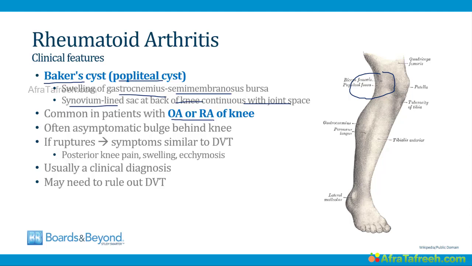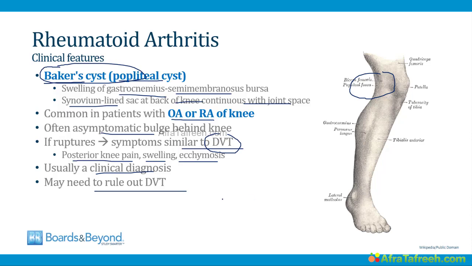Often it's simply an asymptomatic bulge behind the knee, but sometimes it can rupture, and when this happens, this leads to symptoms that are very similar to a deep vein thrombosis. Patients will complain of posterior knee pain, swelling, and there can be ecchymosis. So in a patient who has symptoms of a DVT, but the ultrasound shows no clot, if the patient has rheumatoid arthritis, one thing you should think about is that it could be a ruptured Baker's cyst. Usually Baker's cysts are a clinical diagnosis, but as I just said, in cases where patients have pain, you may need to rule out a DVT with an ultrasound.